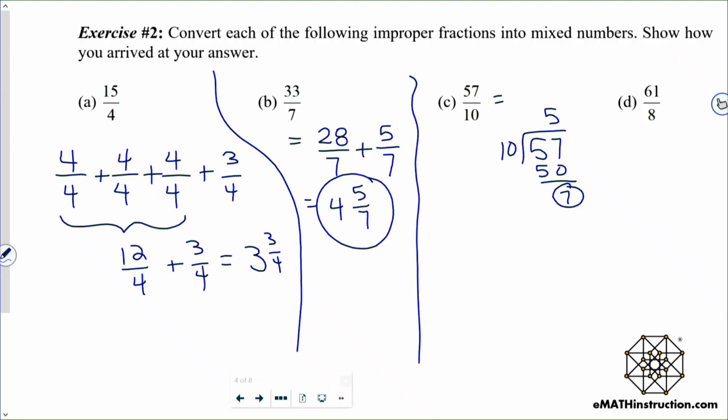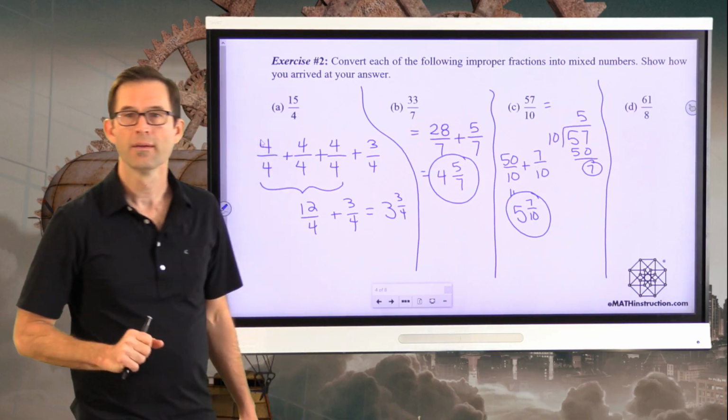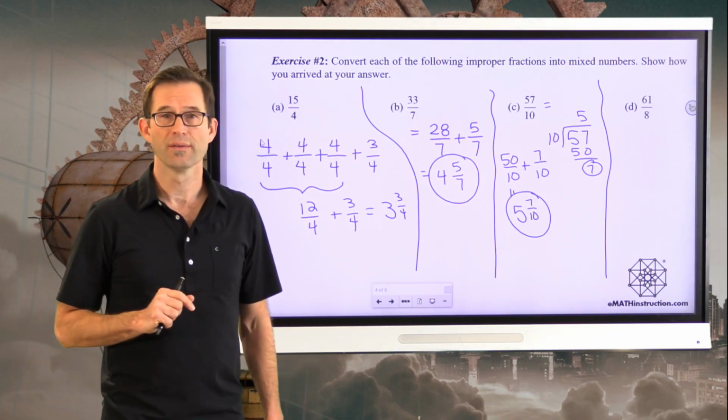So this would be 50/10 plus 7/10. 50/10 would be 5, and then we'd have 7/10 left over. Try the last one on your own and see what you get.